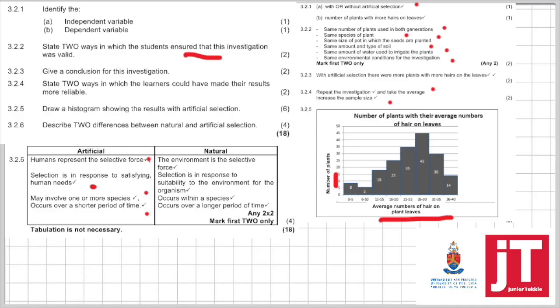Natural selection, the environment is the selective force. Natural selection is in response to the suitability to the environment of the organism. It occurs within a species and it takes place over a longer period of time. You didn't have to draw a table, but a table is easier when it comes to marking.